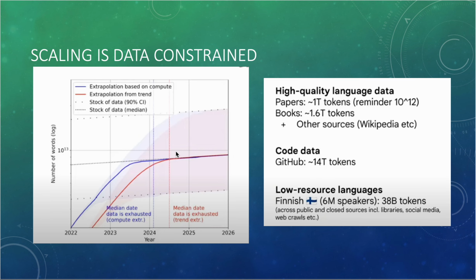When we include coding data from places like GitHub, it gives us a lot more, about 14 trillion tokens, which could help with the shortage for a while. But the situation is more urgent for languages spoken by fewer people. For example, for Finnish, which has about 6 million speakers, there's only about 38 billion tokens.